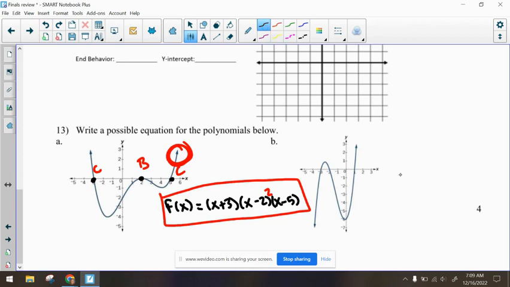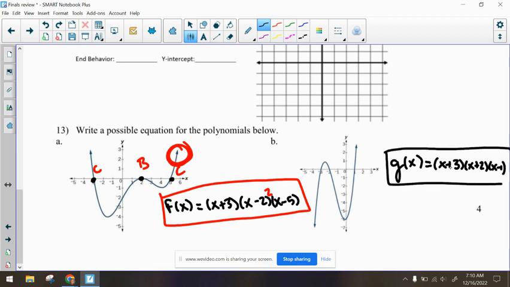For b, we're going to do the same thing. I'll call this one g of x. These are all crosses. So all crosses means that we're going to have all odd exponents. So all I need to do is flip them back. So x plus 3, x plus 2, and x minus 1. I can add different odd exponents if I wanted. I could add a 3, 5, 7, doesn't matter. They have those invisible ones, so we might as well keep it simple. Again, I would want to check if my right side's going down, add that negative sign in front. Otherwise, we are good to go.